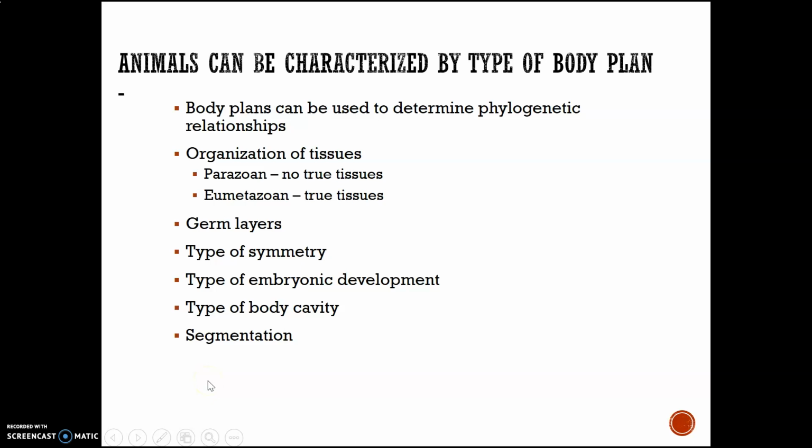So we can further characterize animals by type of body plan, right? We can determine how they relate to each other phylogenetically based on what their body plan is. We got 2 basic organizations of tissues. We got parazoans that have no true tissues and eumetazoans that have true tissues. We'll also talk about classifying them by germ layers, their type of symmetry, their embryonic development, their body cavities, and their segmentation.